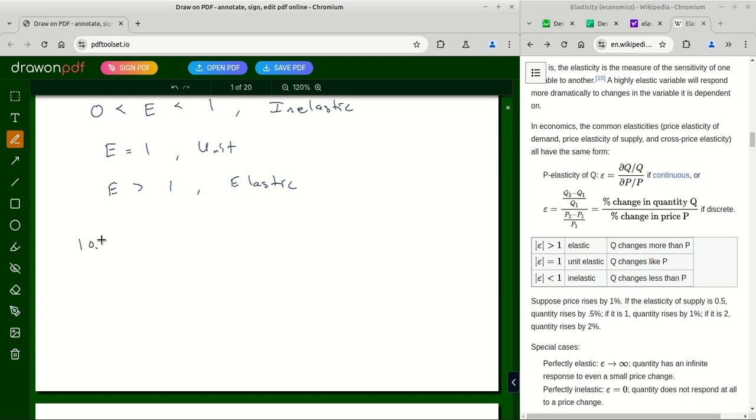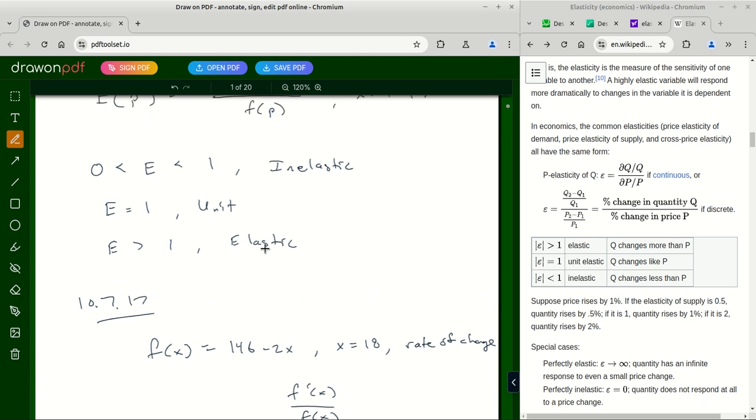So we got 10, 7, 17. And they have f of x is equal to 146 minus 2x. They say x is equal to 18, and they want the rate of change. What they mean by that is the f prime over f. So I need to find my derivative, and I put it on top, and I put my original at the bottom, and we're done, essentially. We'll plug in the 18 if we have to.